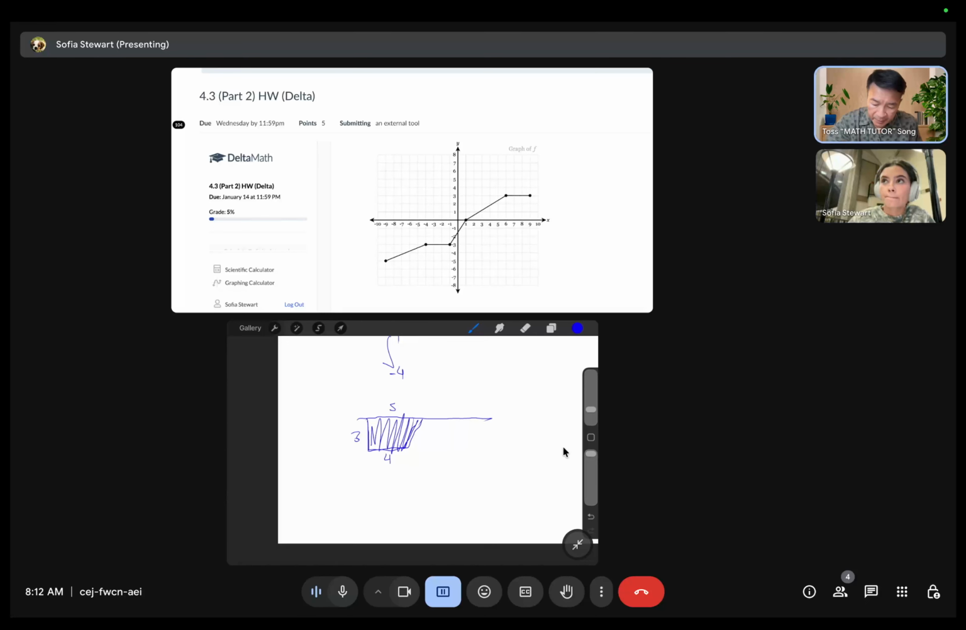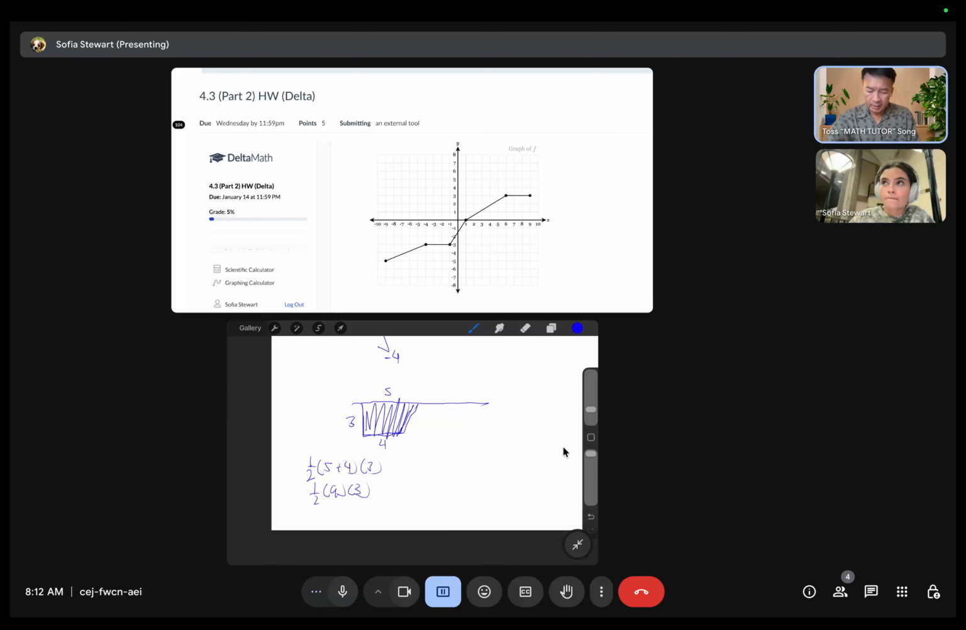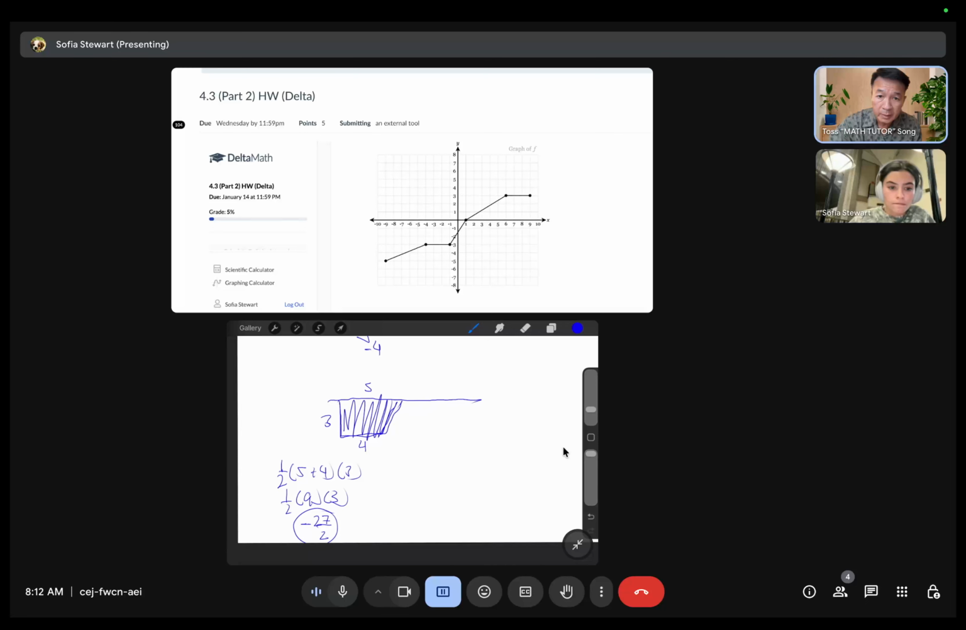So for a trapezoid, you might remember it's 1/2 times the sum of the bases, 5 plus 4, times the height, which is 3. But it'll be negative. But I'll go ahead and combine it first. Times 9 times 3. So what is that? 27 halves? It's negative. So put that on hold. Double check my math there.